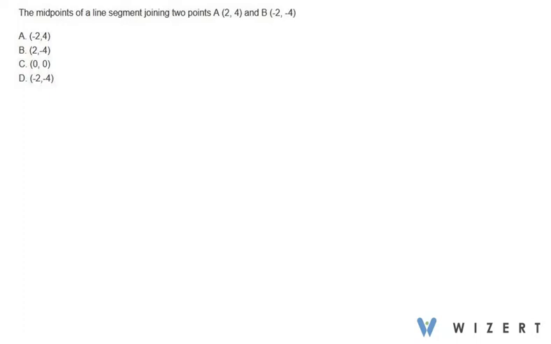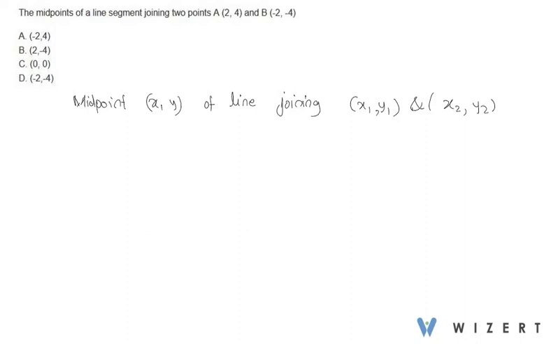Now here we can use the midpoint formula, where the midpoint (x, y) of the line joining (x1, y1) and (x2, y2) is given by (x, y) equal to (x1 plus x2) by 2, (y1 plus y2) by 2.